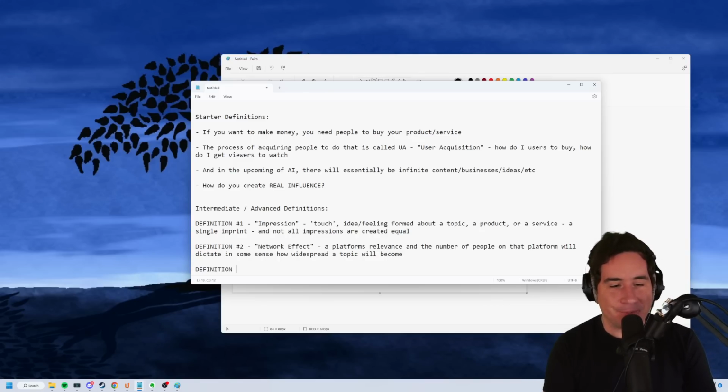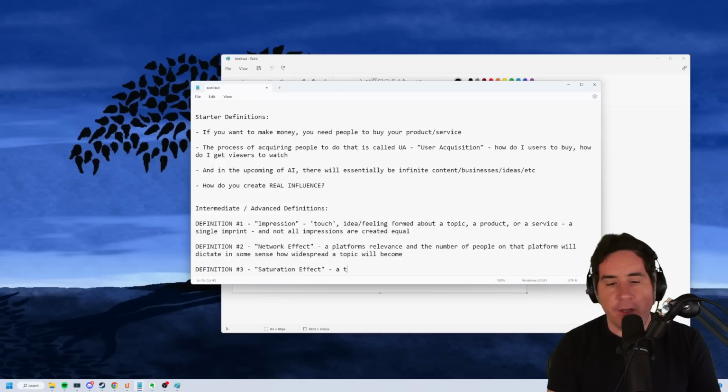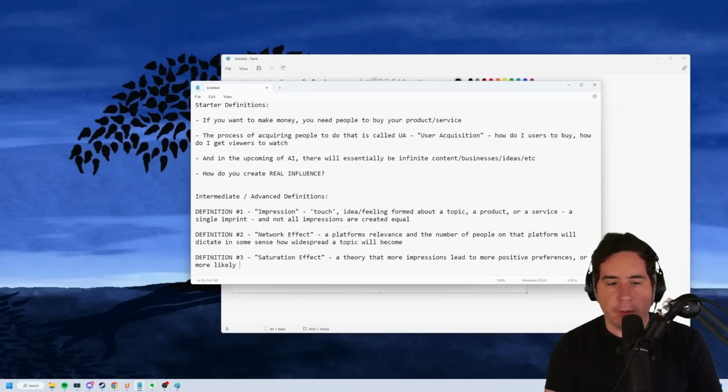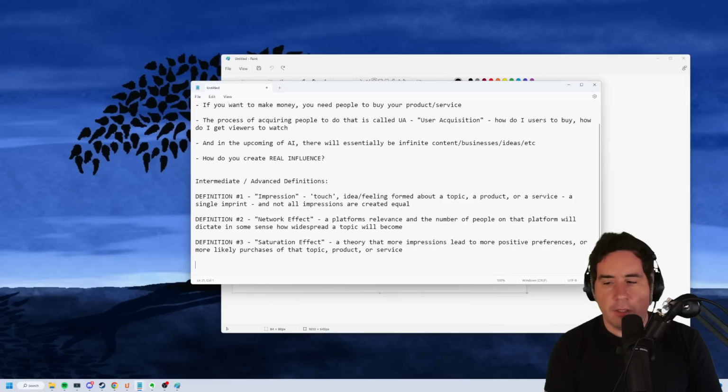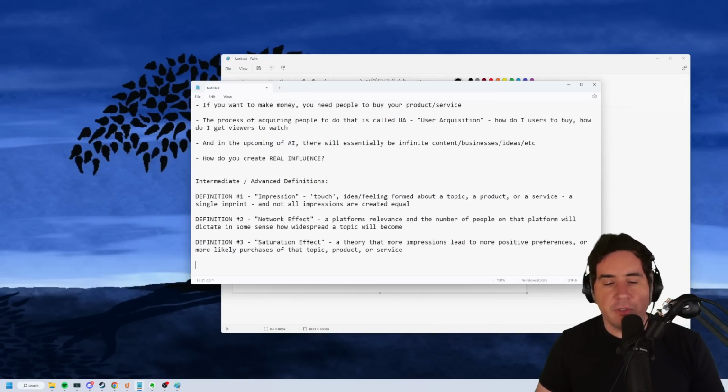All right, definition number 3. This is the last one, and that is the saturation effect. So the saturation effect is a theory, again, these are my definitions, that more impressions lead to more positive preferences or more likely purchases of that topic, product, or service. So what's the saturation effect? Well, the saturation effect is something we've known in marketing for a long time. It was demonstrated in 1968 by a person named Robert Zajonc, and it's called the mere exposure effect.